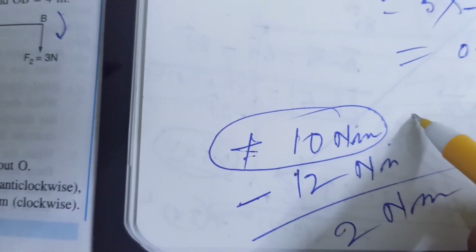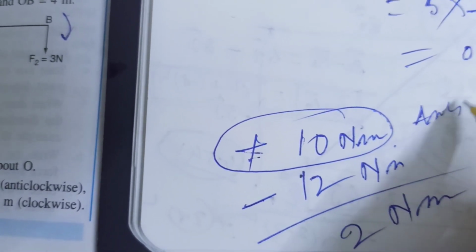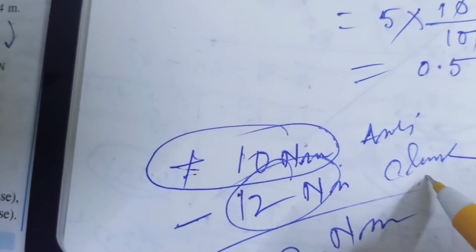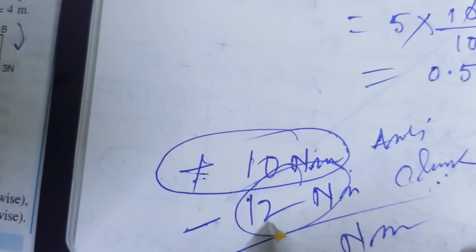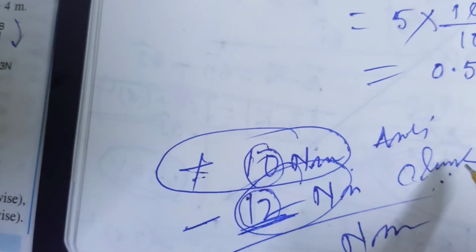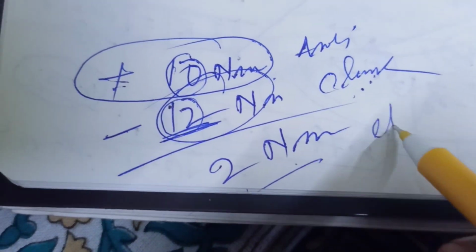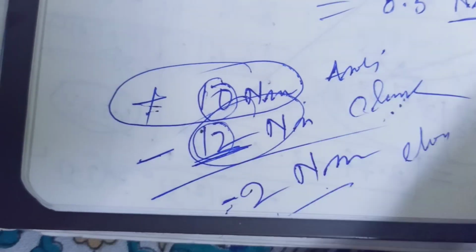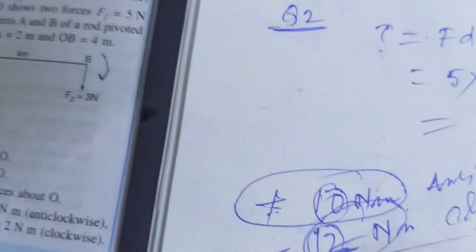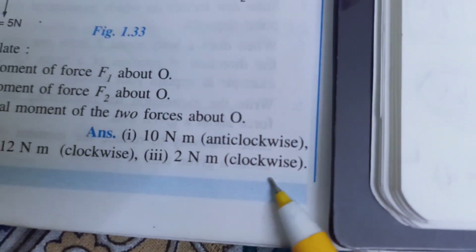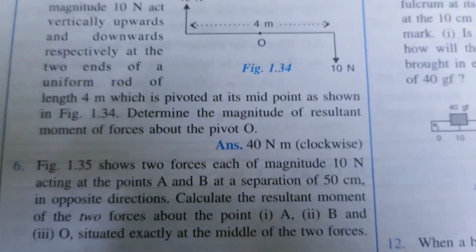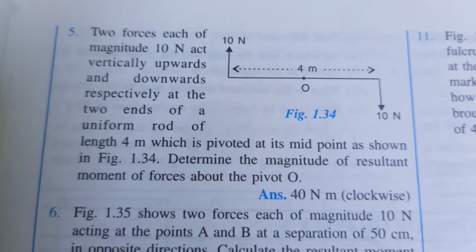Positive means anti-clockwise, and negative means clockwise. So the answer is clockwise, because the clockwise value is bigger than that value. So the answer is 2 Newton meter clockwise, or you can write minus 2 Newton meter. Okay, so 2 Newton meter clockwise. Is that clear or not? I think this is clear.